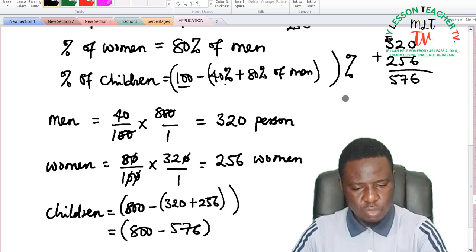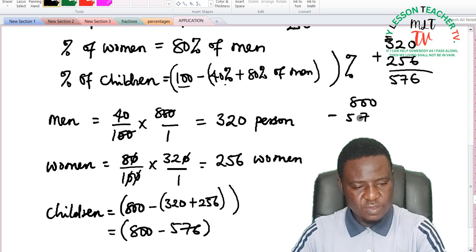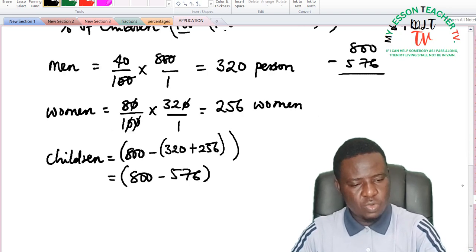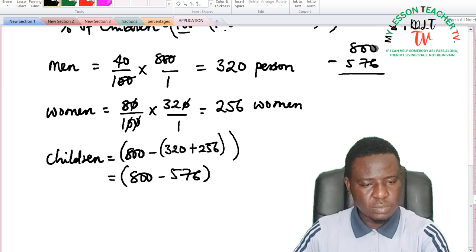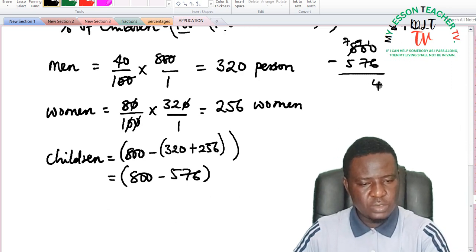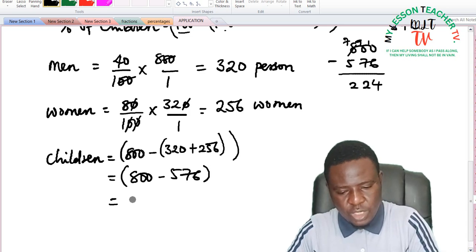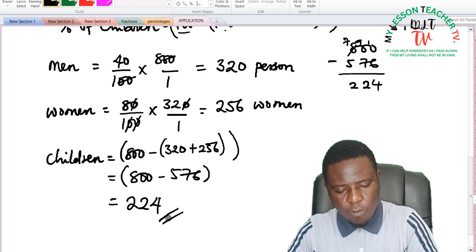576. So if you subtract 800 minus 576, you will get, this is 7, 9, 10. 10 minus 6 is 4. 9 minus 7 is 2. 7 minus 5 is 2. So the total number of children in attendance are said to be 224.